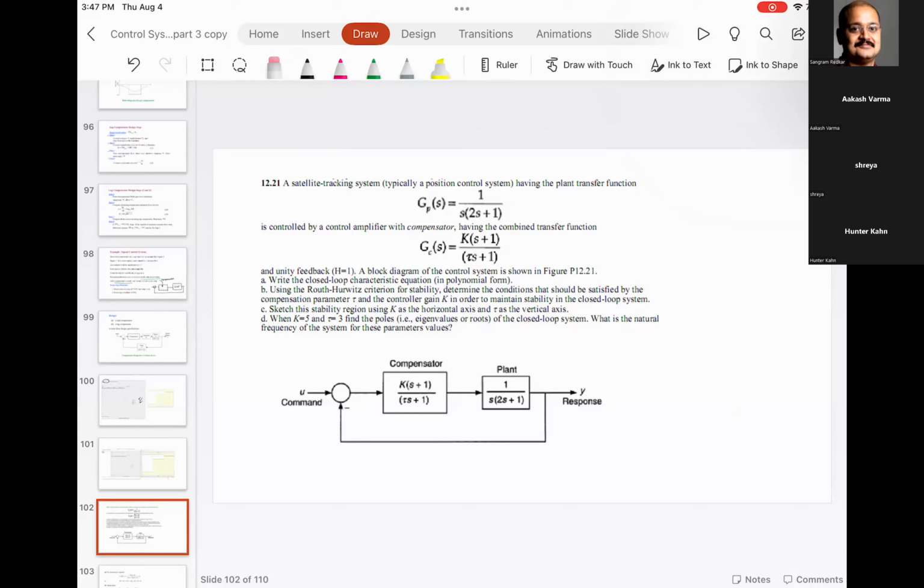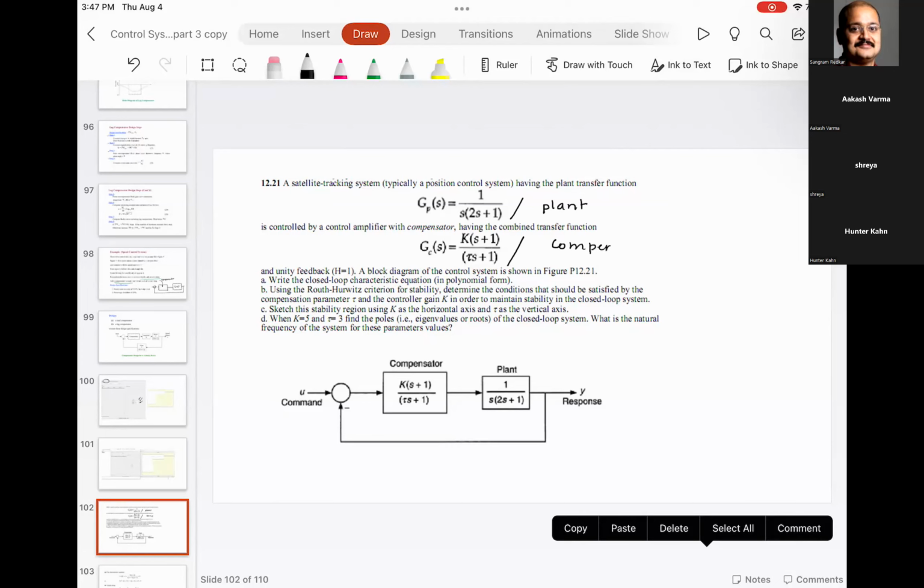So this is the same problem from the textbook, 12.21. A satellite tracking system has the plant transfer function. This is the plant transfer function, and this is the compensator. So this is shown over here, and the feedback is unity. So he is asking, write the closed loop function, apply Routh Hurwitz, find the compensator parameter, sketch the stability region, and find the poles.